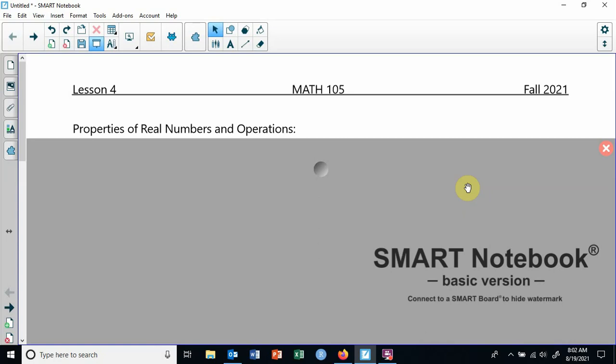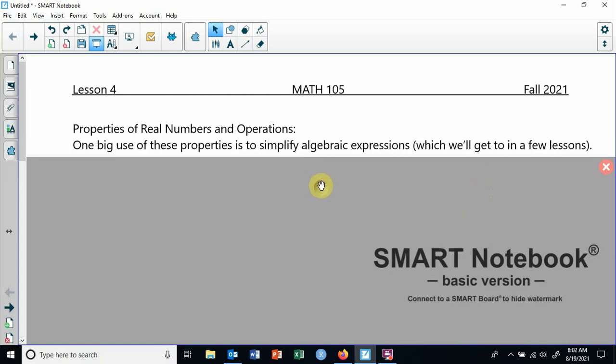It's kind of two big focuses of today: to be able to take words that express math and change them into mathematical symbols. We also need to understand why some of the steps we've taken over the past few days work, and so we're going to look at some properties of real numbers and operations. So let's dive right in.